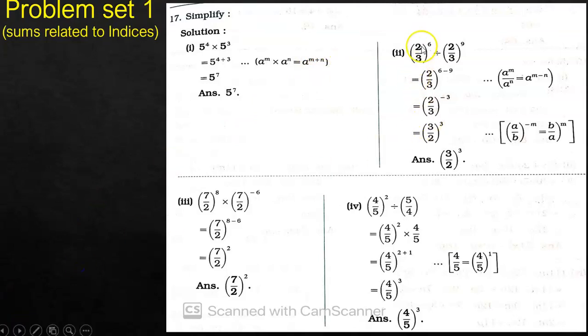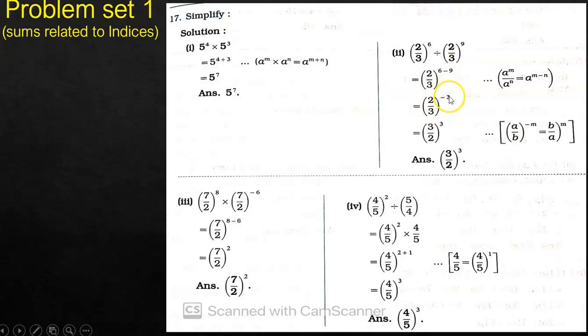Question number 2. 2 upon 3 raised to 6 divided by 2 upon 3 raised to 9. So we have 2 upon 3 raised to 6 minus 9. This is the law which I have used. A raised to m upon a raised to n is equal to a raised to m minus n. So this is 6 minus 9 is minus 3.